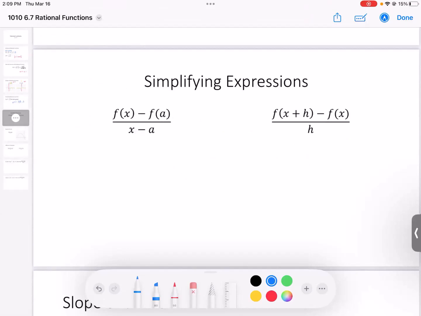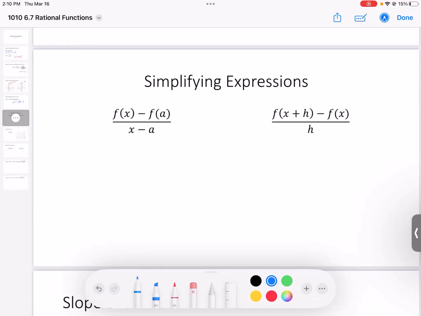So essentially what this means is you'll be inputting x into the function, inputting a into the function, subtracting the results, and then dividing by x minus a. On this one, you'll be inputting x plus h into the function, inputting x into the function, subtracting the results, and dividing by h. Now, you might be like, why are we doing these functions?